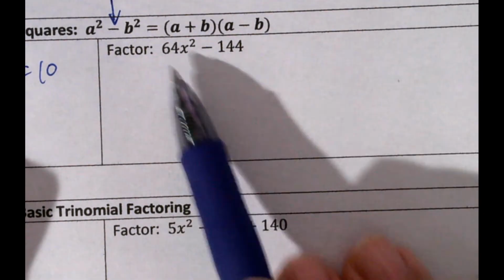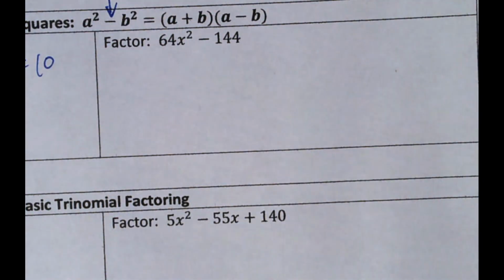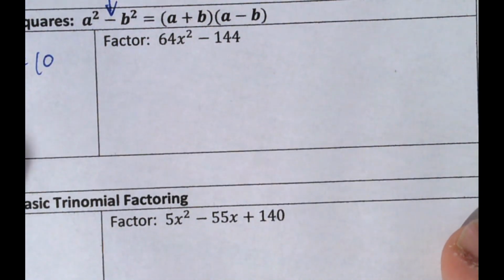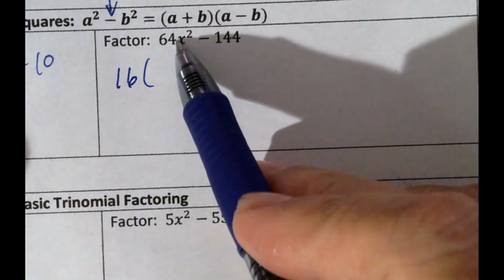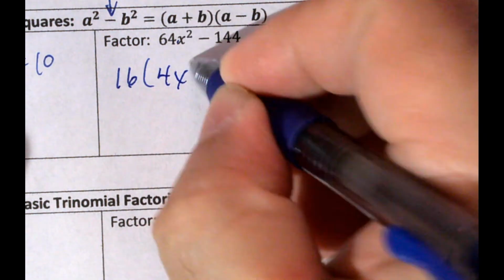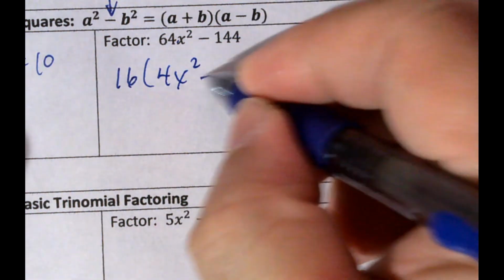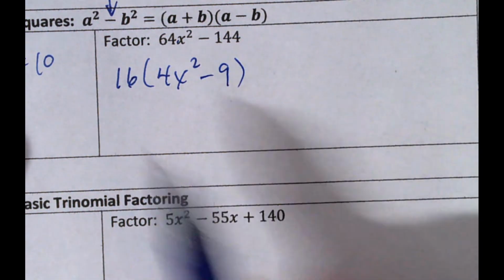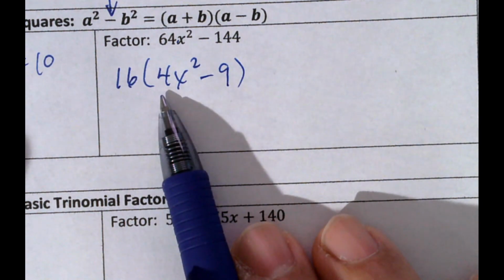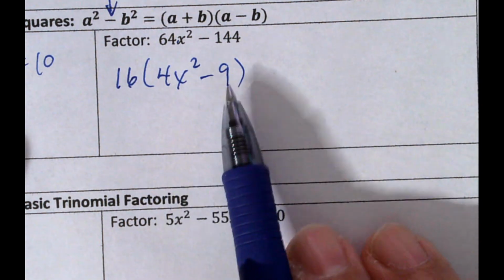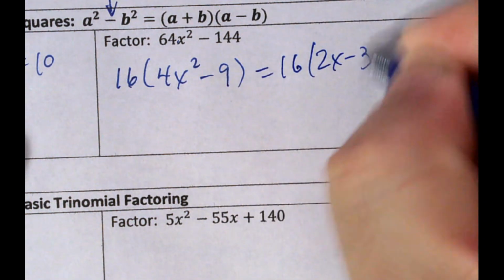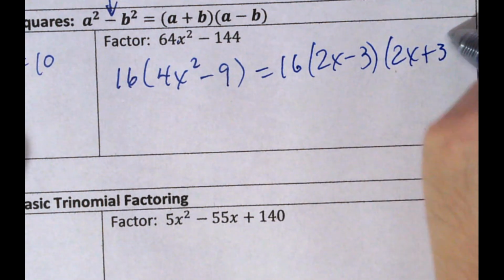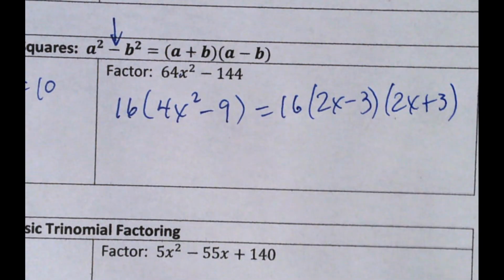Okay, this one. Now, 64 and 144 are perfect squares, but let's take out a common factor first. There's a common factor of 16, so I'm taking 16 out of both. 64 divided by 16 is 4, and 144 divided by 16 is 9. I still have perfect squares. 4 is 2 to the second power. 9 is a perfect square. That's 3 to the second power. So that's going to be 2x minus 3 and 2x plus 3. All right, that's it. Moving on.